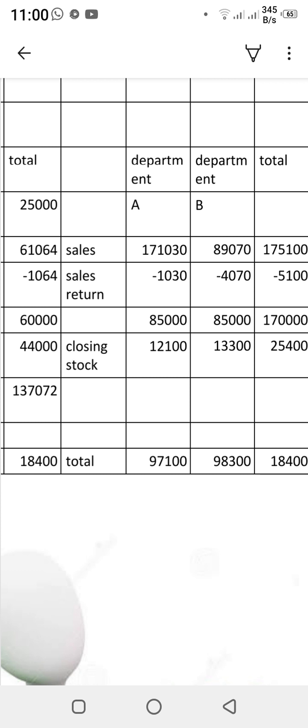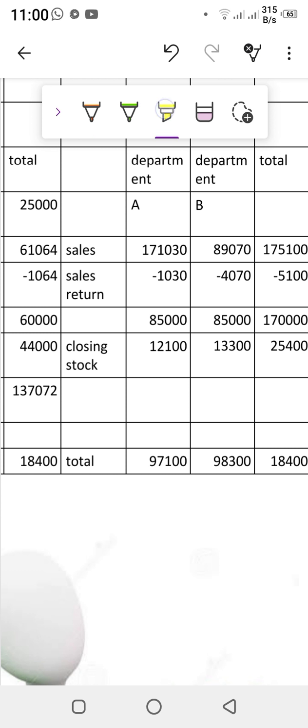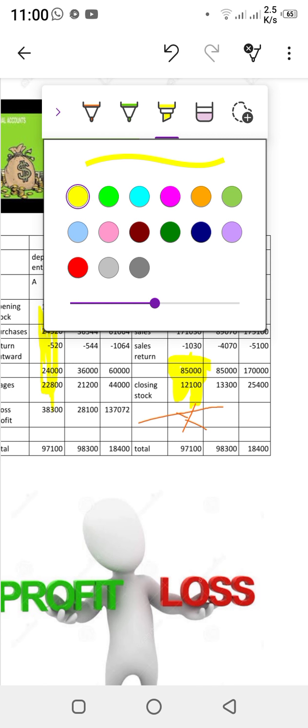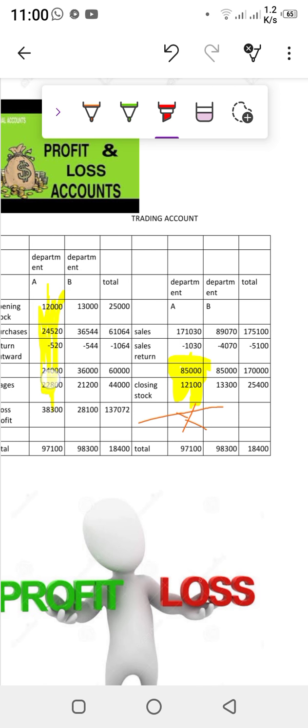So step number 1, 85,000 and 12,100 will be added, and I have to deduct these amounts.